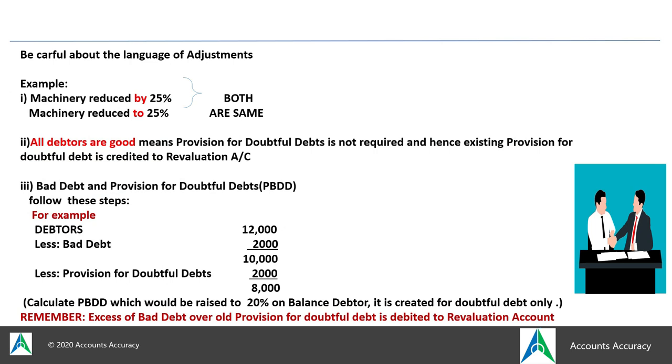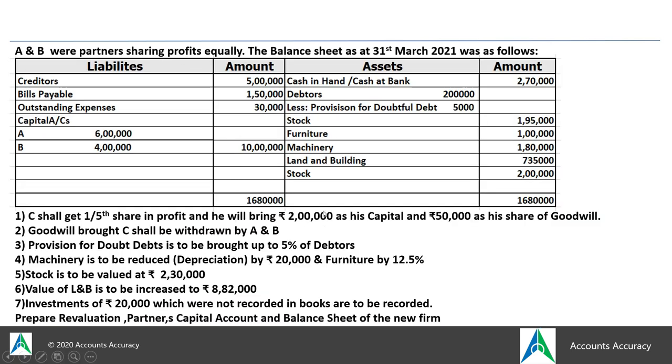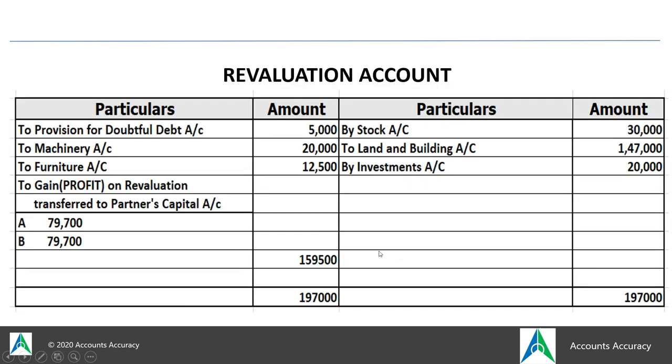Let's see how. Here is the question which you will get. For that you get some adjustments, and these adjustments tell us how much change in assets and liabilities has taken place, and accordingly we make the revaluation account. But before that, I would like to clarify a few things to you.